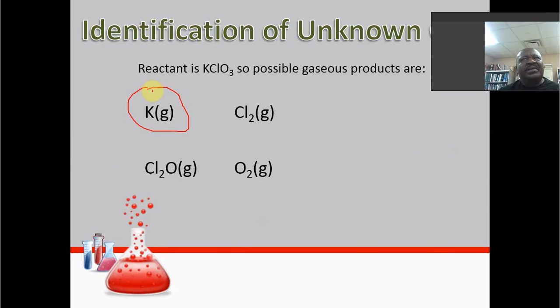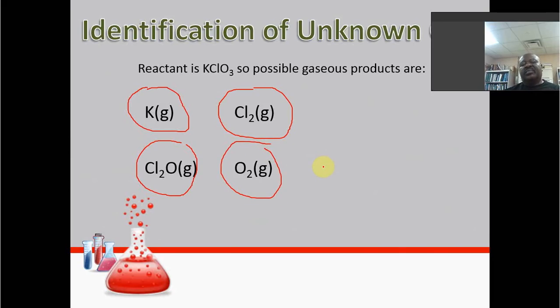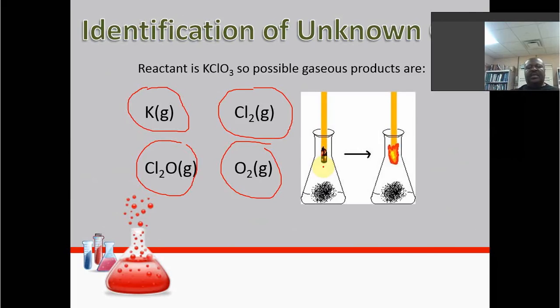Potassium gas would be the potassium atom, so you'd go from potassium ion to atoms. It could be chlorine gas, Cl2, not Cl but Cl2. It could be Cl2O, and it could be oxygen. Maybe one could dream up other possibilities, but these sound reasonable, although one or two are kind of far-fetched. If we speculate that those are the products, can we identify what the gas is?